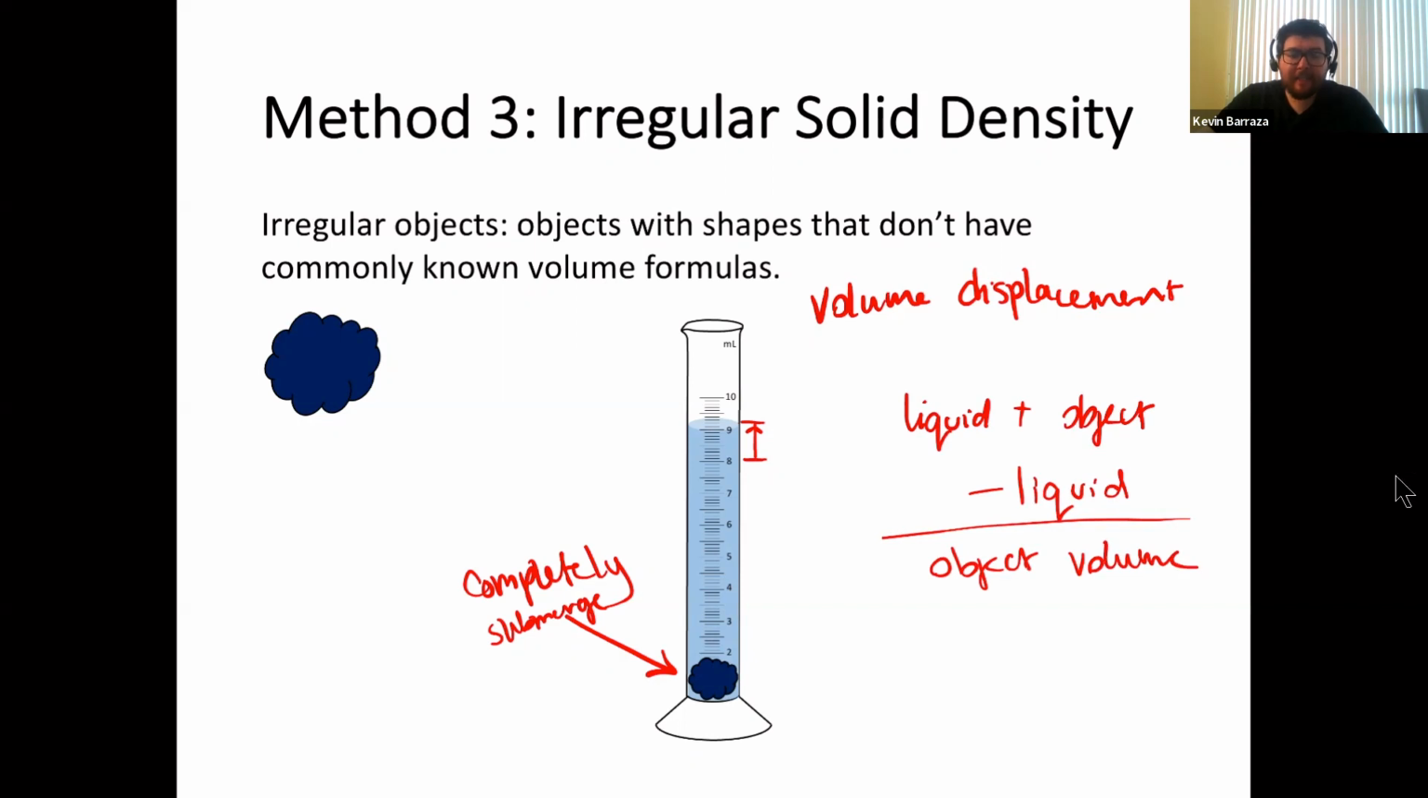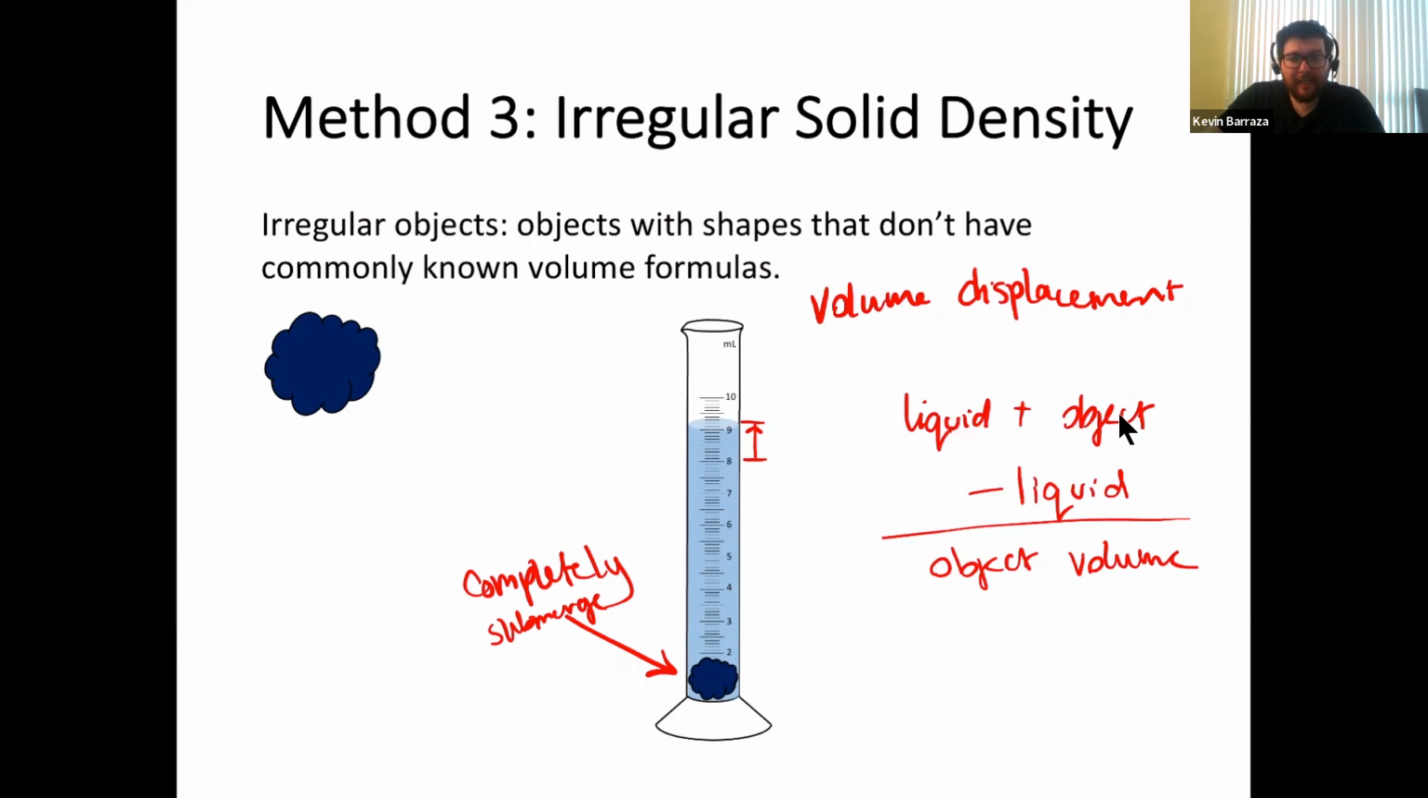So that's the key to volume displacement. Again, the idea is you have to know something beforehand before performing. In this case, we need to already know the volume of the liquid. So we have to read what it says before dropping it in and then see how it changed after it drops in. But it works the same way.